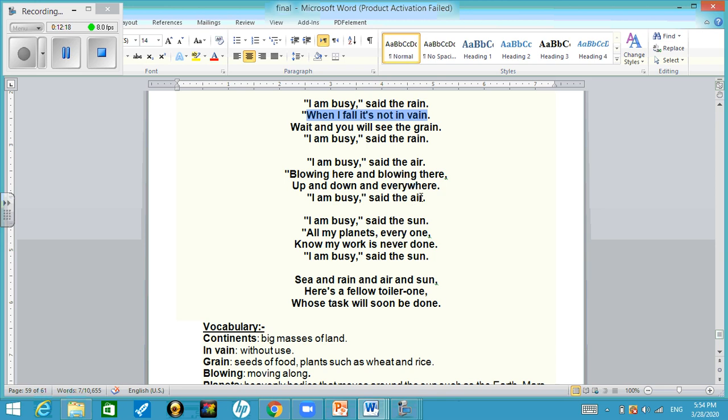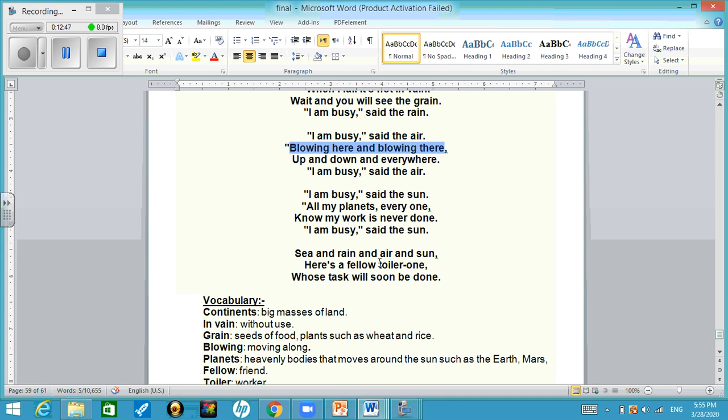Next part, we have grain. This one: "Wait and you will see the grain." Grain here means the seeds of food, the plants such as rice, potato, whatever. Blowing, as in blowing here and blowing there. Blowing is moving along, like the air. The wind is blowing. So this is the movement of the wind.